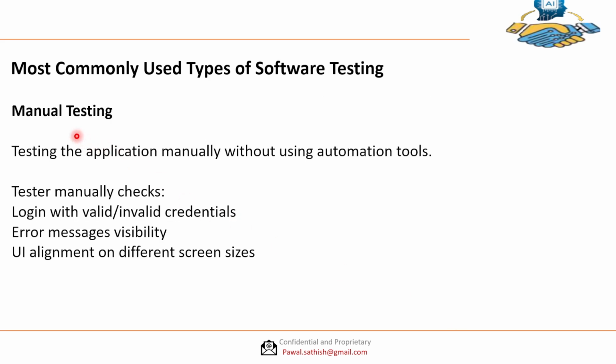So we'll start with manual testing. Testing the application manually without using any automation tool. Basically here, manual testers manually check the login with valid and invalid credentials. We are executing the manual test cases, validating the error message, and also manually verifying the UI alignment on different screen sizes.